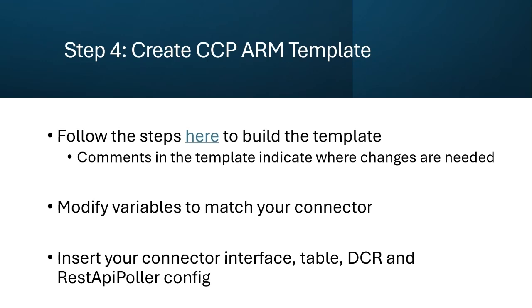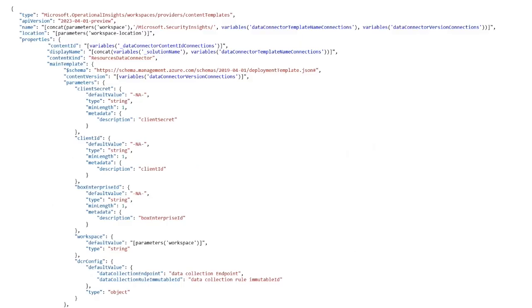connector that you're developing. You will have to modify variables as well, to the specific table names, connector names, solution name, and so forth. And then you just need to insert your specific connector interface that we just defined, the table and DCR that you saw how we get, and then the REST API poller config, which you also saw with the authentication, the pagination, request, response, etc. Okay, so let's do a demo of this.